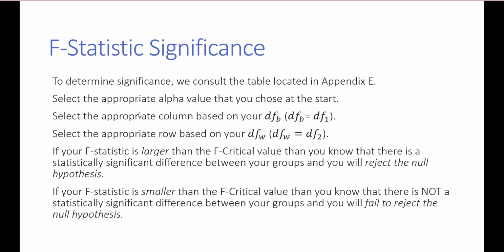If our F statistic is larger than the F critical value shown in the table, then we know that there is statistical significance between your groups, such that there is a statistically significant difference between one of our groups and the other groups, and we will reject the null hypothesis. If our F statistic is smaller than the F critical value, then we know that there is not a statistically significant difference between our groups, and we will fail to reject the null hypothesis.